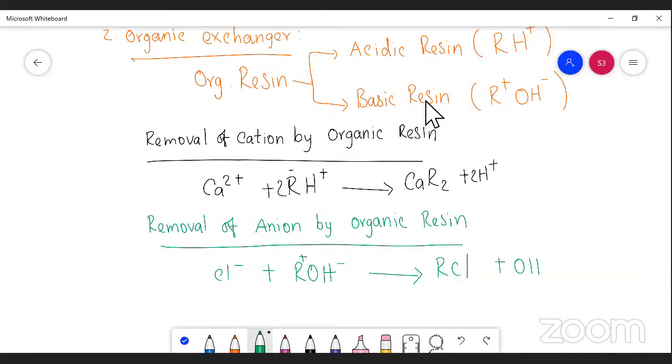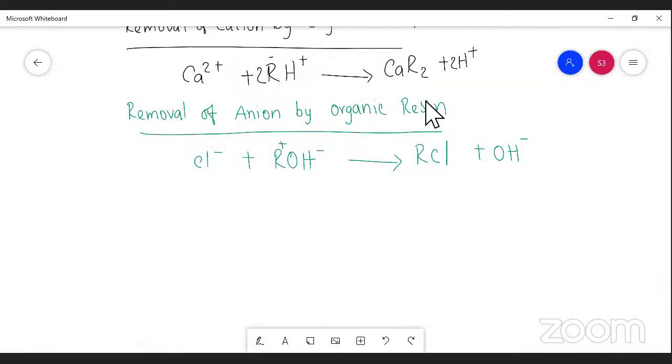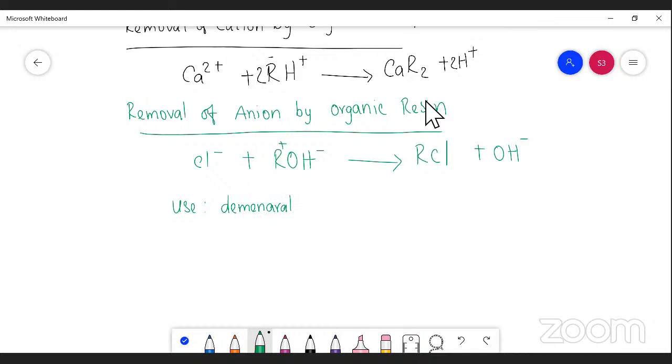So here we are removing both the cation and the anion, so this method is used to get demineralized water. Ionic resins are used to get demineralized water. So what is the use of this method? It gives demineralized water.